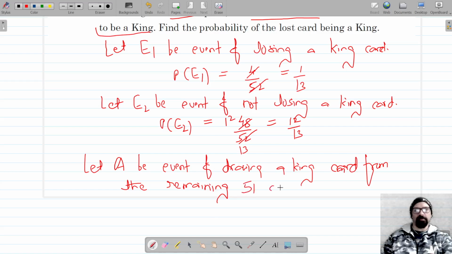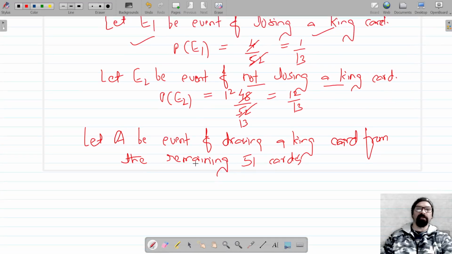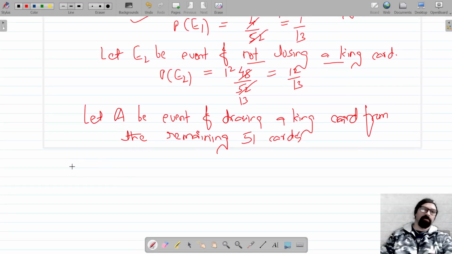So when the card is lost, it could be a king or it cannot be a king. So this is the probability of losing a king card from the 4 king cards. This is the probability of not losing a king card, and A be the event of drawing a king from the remaining 51 cards.